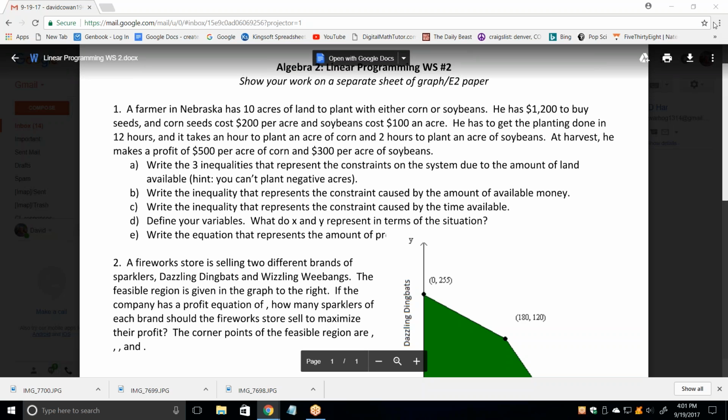Let's figure out how we're going to do this. You've had no lecture at all on this? No, because he gave this out on Monday, and I wasn't at school on Monday. Okay. So, well, let's start with number one.